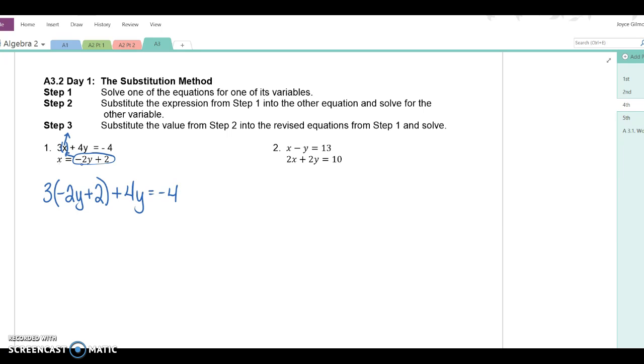Okay, we see parentheses, so we distribute. So negative 6y plus 6 plus 4y equals negative 4.